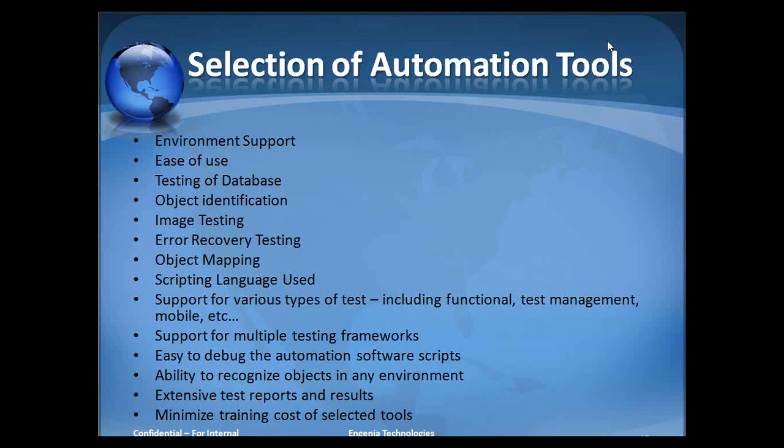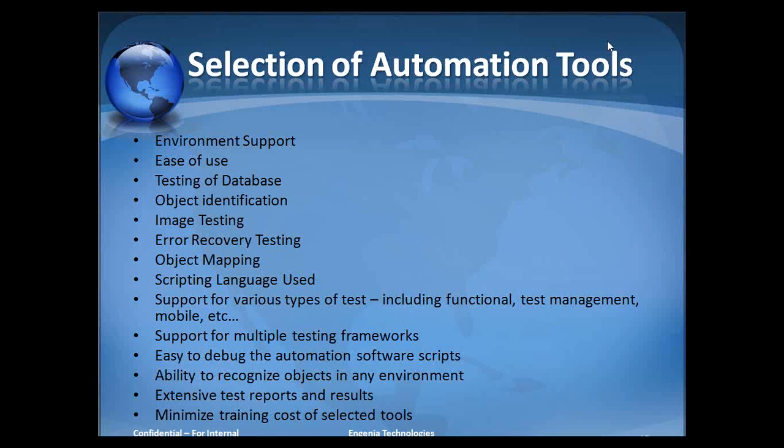The next one is the ability to recognize objects in any environment. There are lots of objects in an environment. It is similar to the object identification that we discussed above. You should be able to recognize and identify the objects in any kind of environment. For example, a web-based application or a client-server application would have different objects. The tool should be able to recognize those objects.